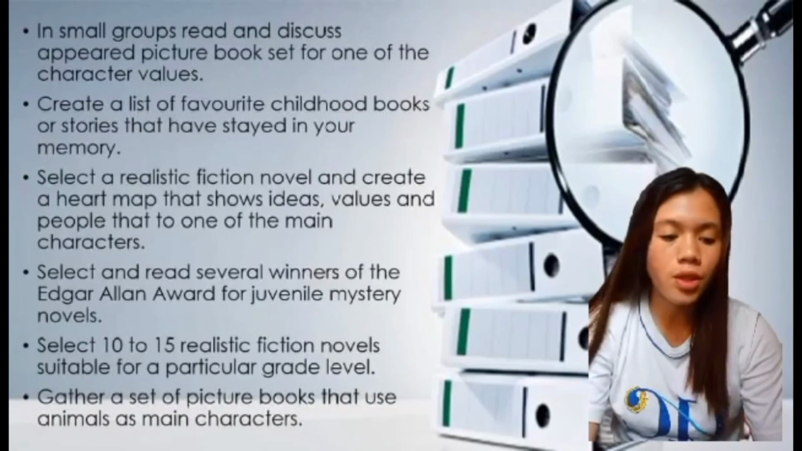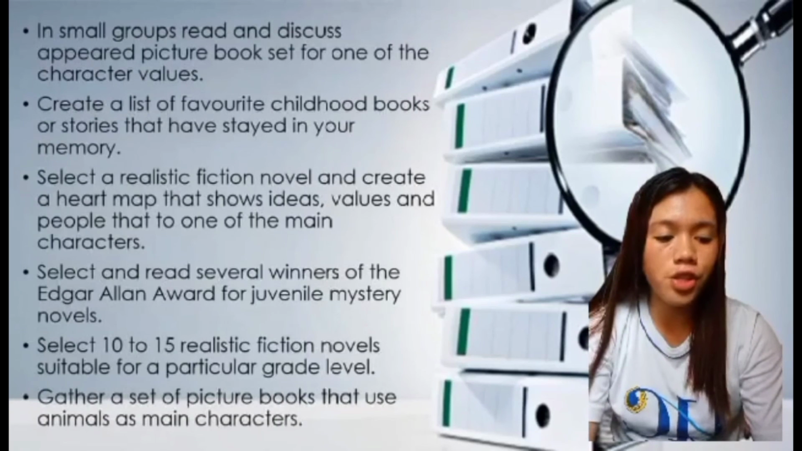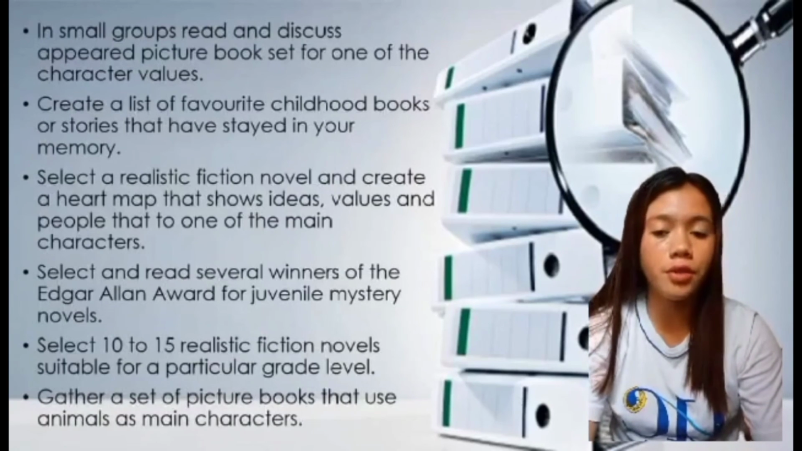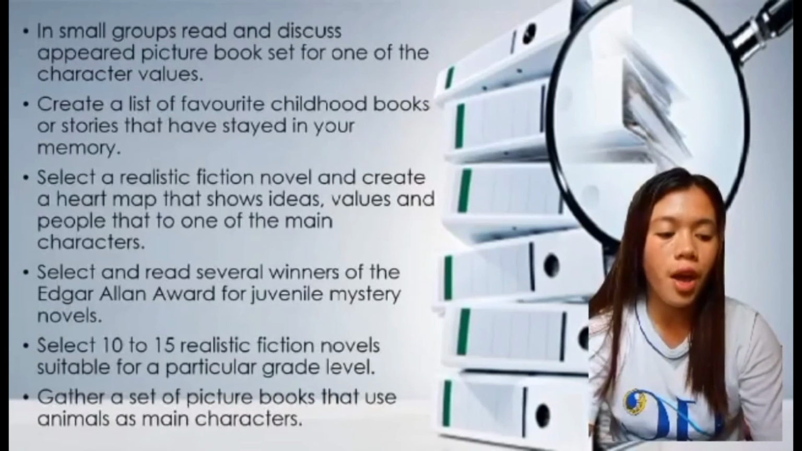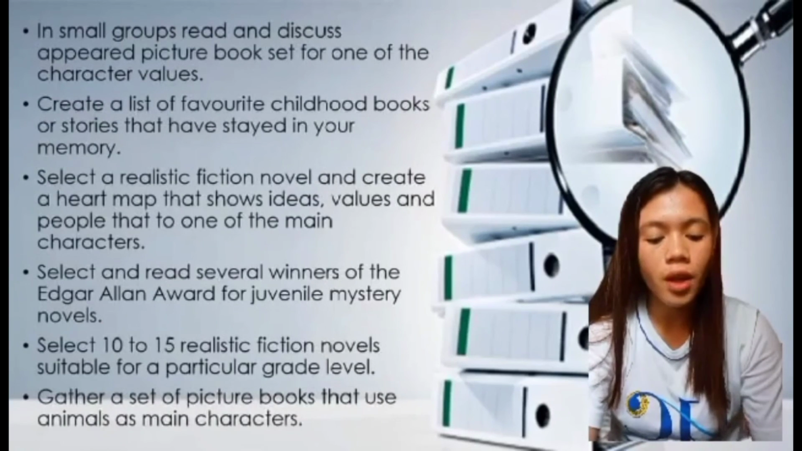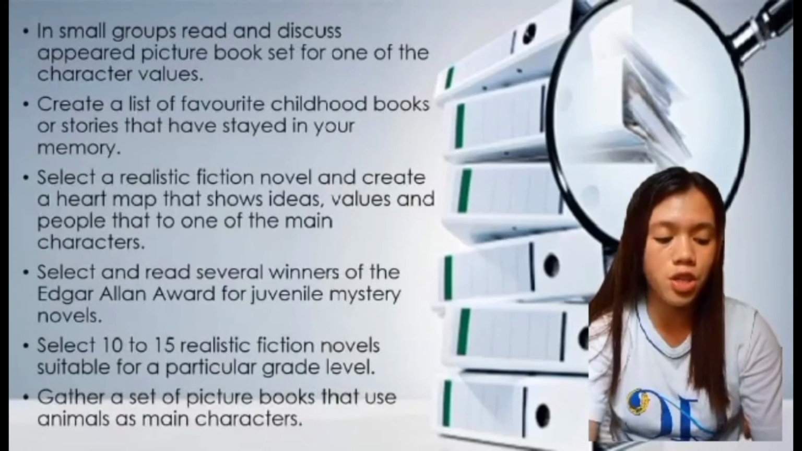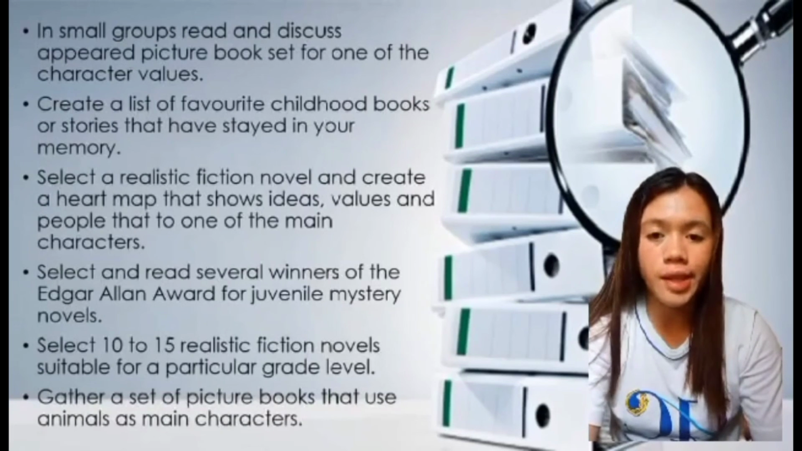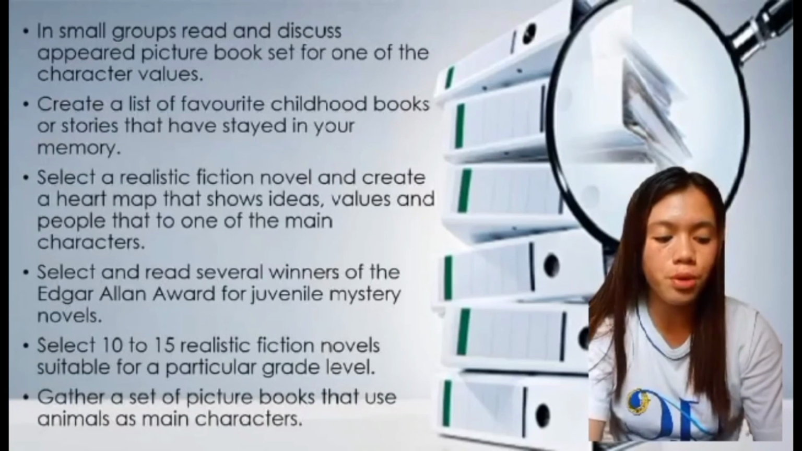So next is select a realistic fiction novel and create a heart map that shows ideas, values, and hopes of one of the main characters. Next is select and read several winners of the Edgar Allan Poe Award for the juvenile mystery novel. Next is select 10 to 15 realistic fiction novels suitable for a particular grade level. And lastly, gather a set of picture books that use animals as main characters.